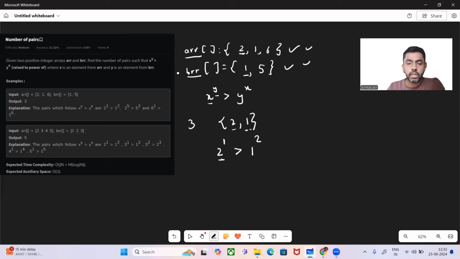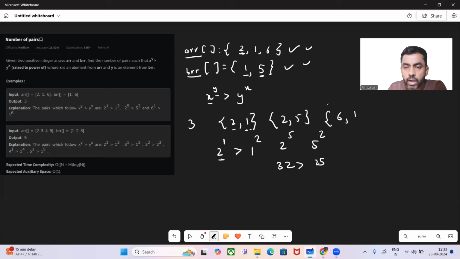Another pair is 2 and 5: the 2 is from the first array and 5 is from the second array. Here, 2 to the power 5 and 5 to the power 2 give 32 and 25, so this is greater. Another pair is 6 and 1, where 6 is from the ARR array and 1 is from the BRR array. So there are three pairs which follow this condition.